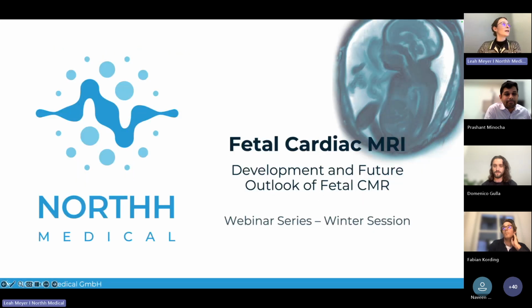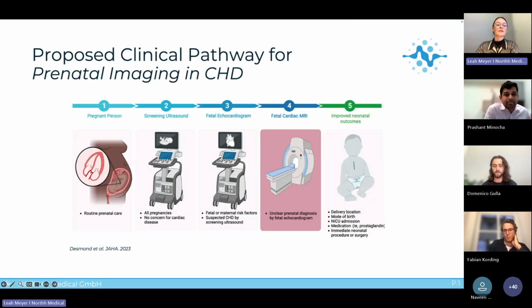So let's just directly jump into the next 15 minutes where I will be talking about the development of the already 5 years of fetal CMR and also taking a look into the future. So I'd like to start with this great graph from Desmond et al. from Los Angeles, demonstrating the proposed clinical pathway for prenatal imaging in CHD.